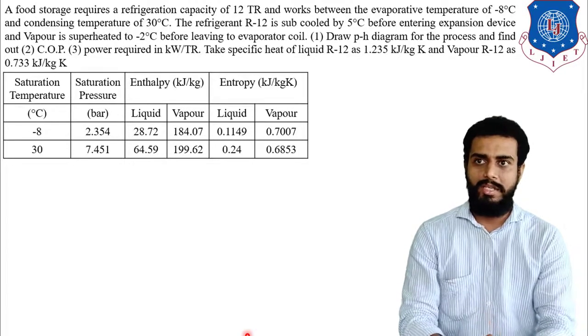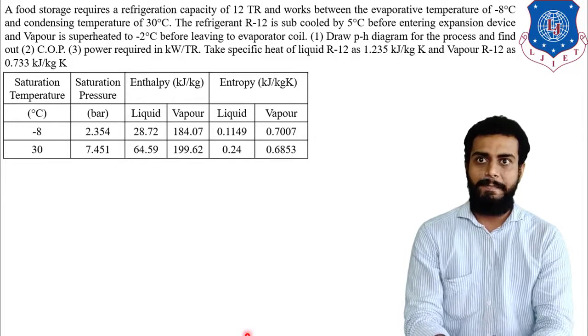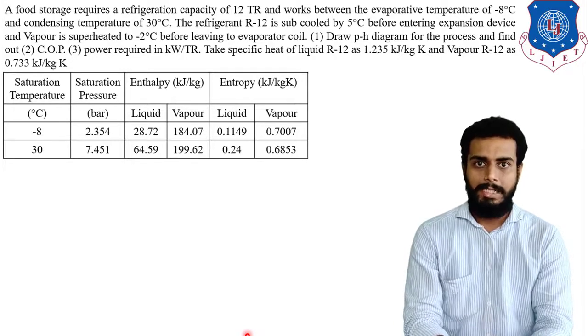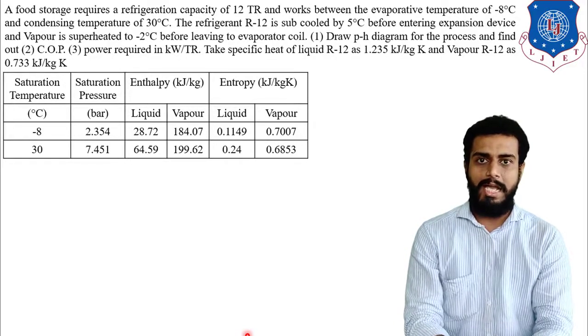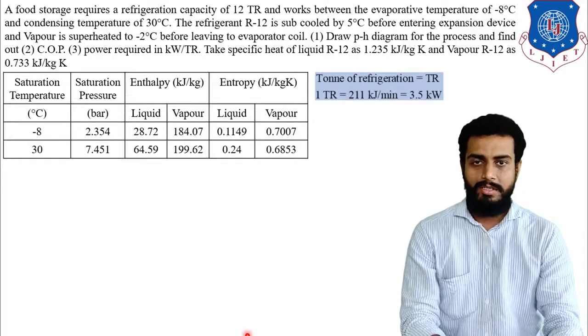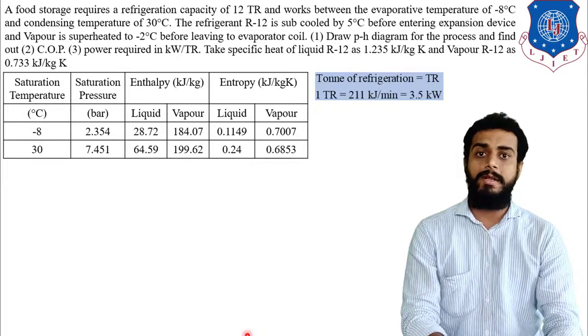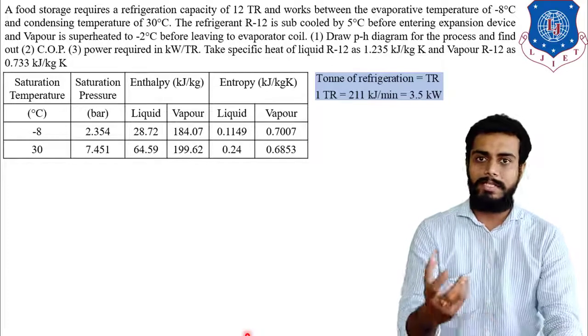As you can see on the screen, a food storage requires a refrigeration capacity of 12 TR. Now here students, TR is nothing but ton of refrigeration. That is a unit used in refrigeration. So ton of refrigeration means what? Very simple, let us understand that.